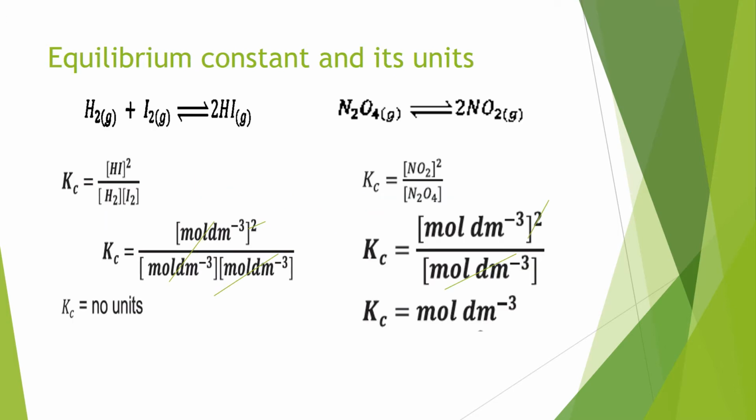Now, how will you determine the units of the equilibrium constant, the Kc expression? Here you can see that I have given two reactions. First one is the reaction of hydrogen and iodine, and the product is hydrogen iodide. H2 and I2 are the two reactants, and 2HI is formed, our product. And this 2 with HI indicates the number of moles.